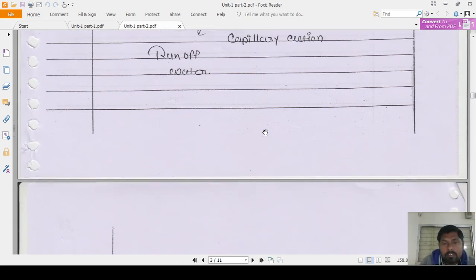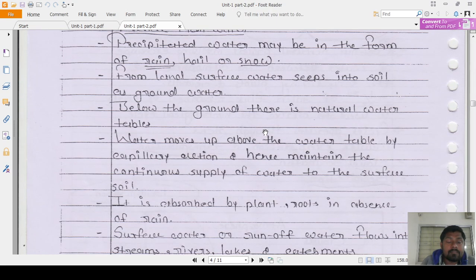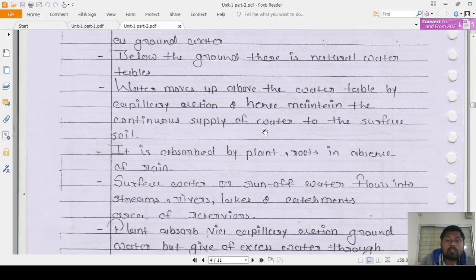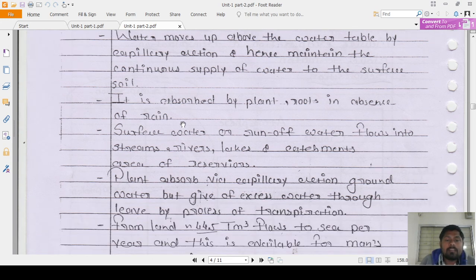The biosphere is a combination of the hydrosphere, lithosphere, etc. Water moves up above the water table by capillary action, as I mentioned in that particular diagram, hence maintaining a continuous supply of water to the surface soil. It is absorbed by plant roots in the absence of rain.